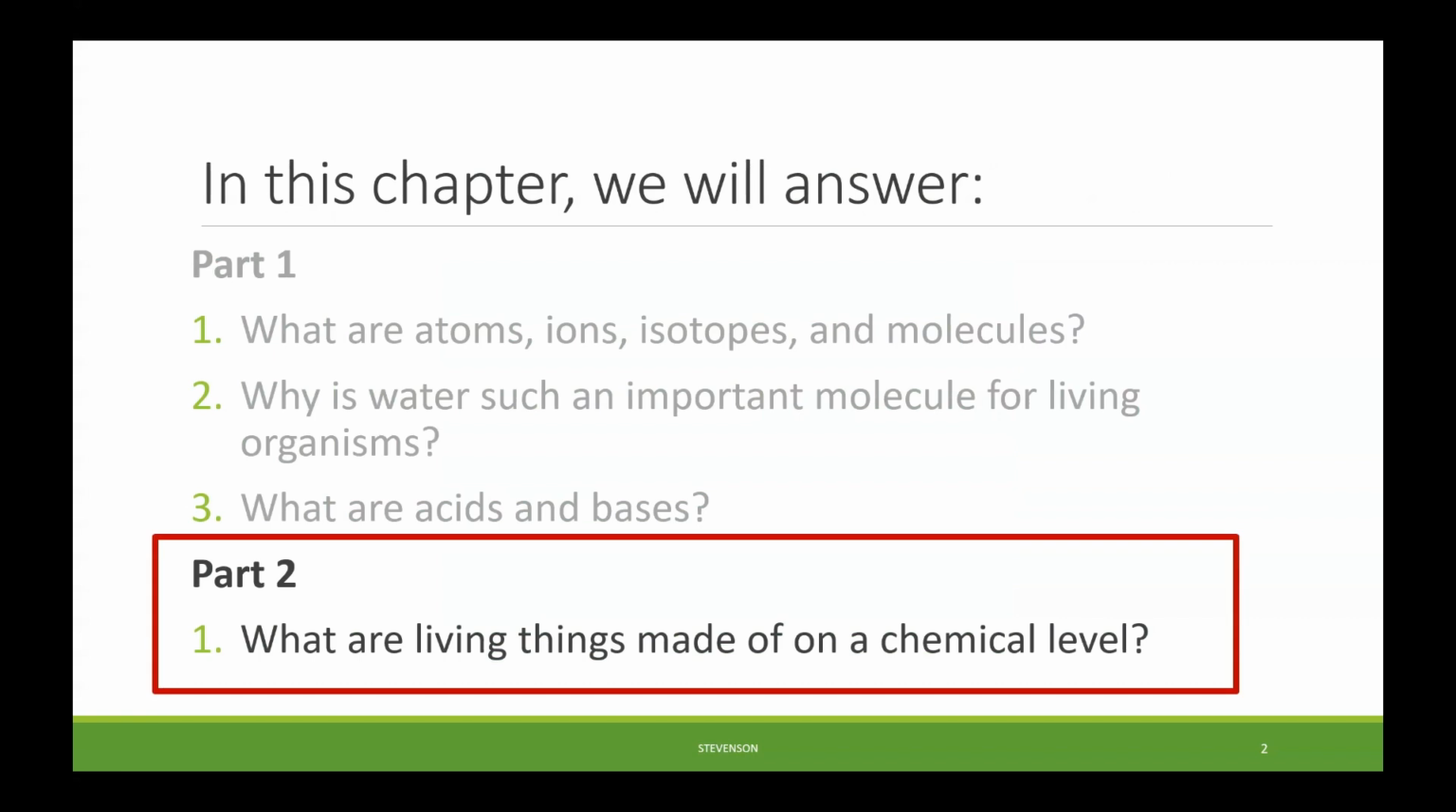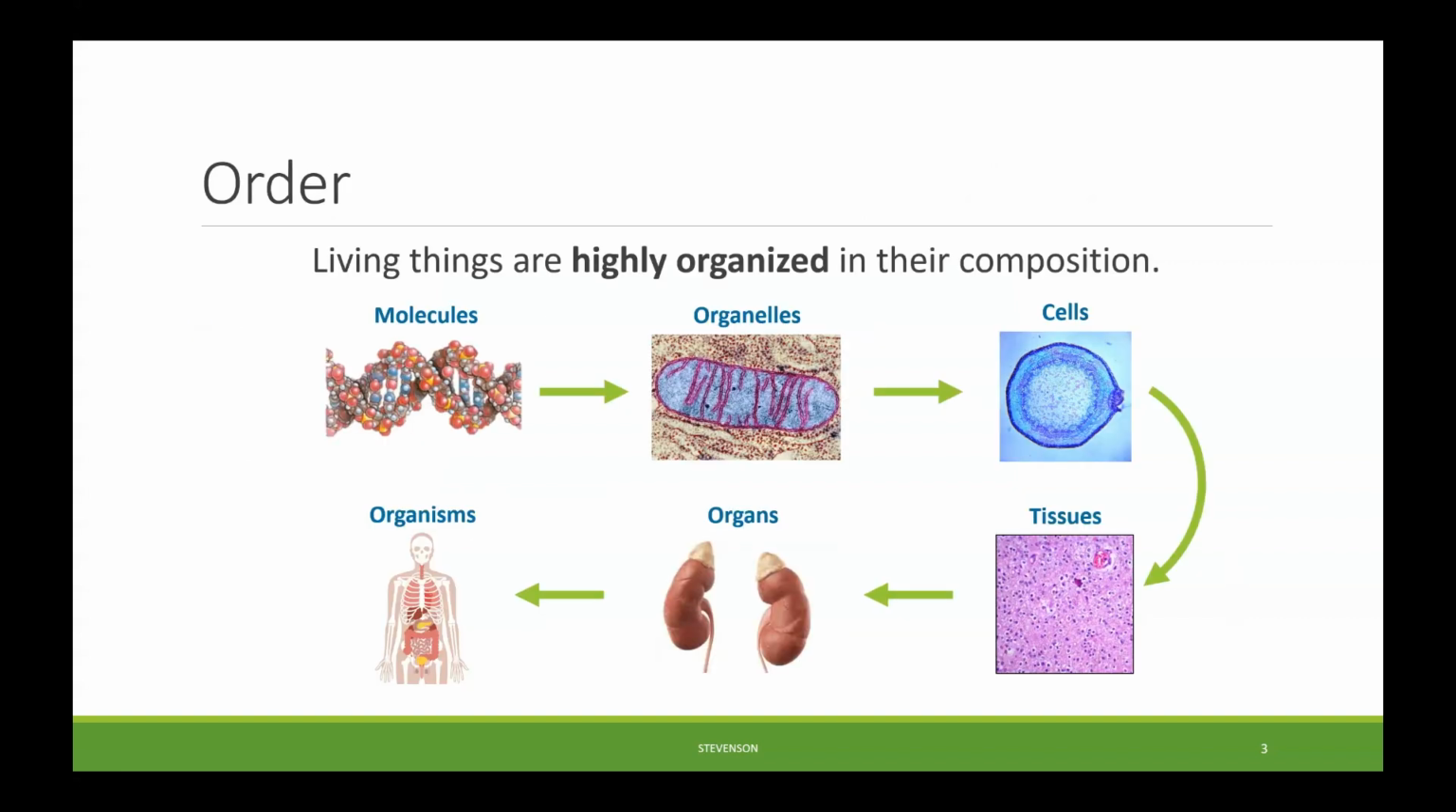Now, in this lecture, we are going to be focusing on answering the question, what are living things made of on a chemical level? And this gets back to one of the 7 characteristics of living organisms that we looked at in Chapter 1. Alongside regulation, evolution, response to stimuli, etc., one of those characteristics was order. Living things have a very specific organization to them.